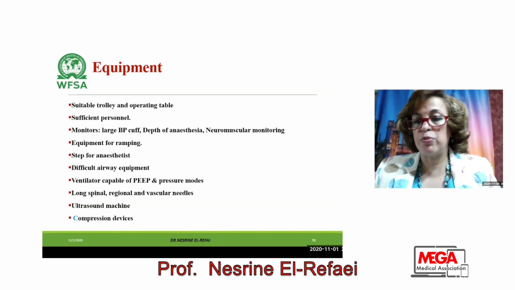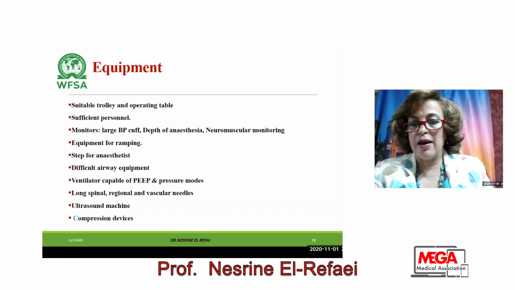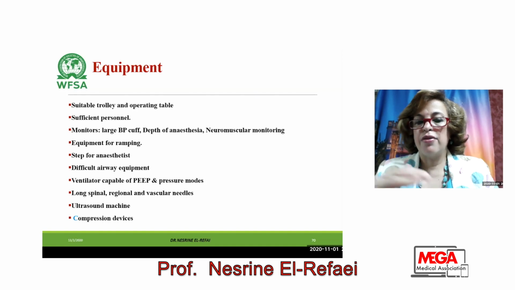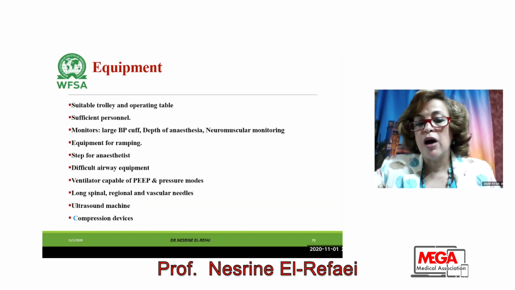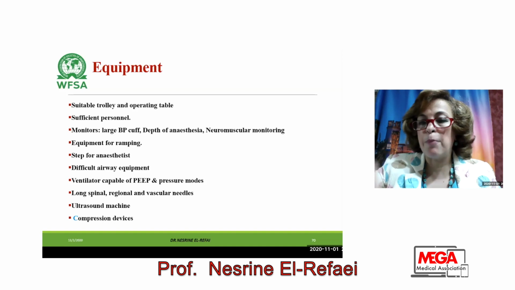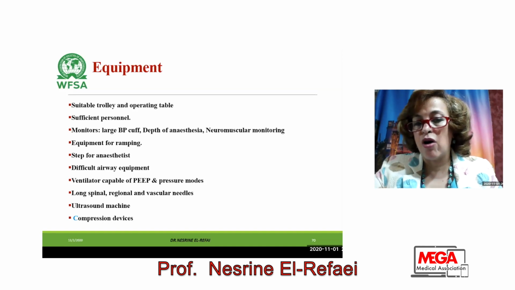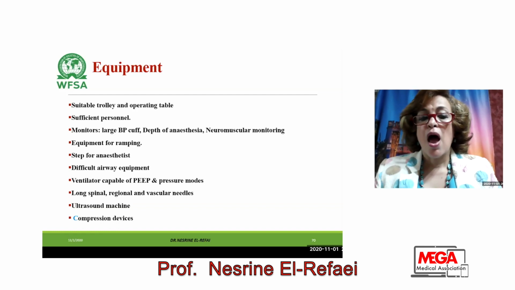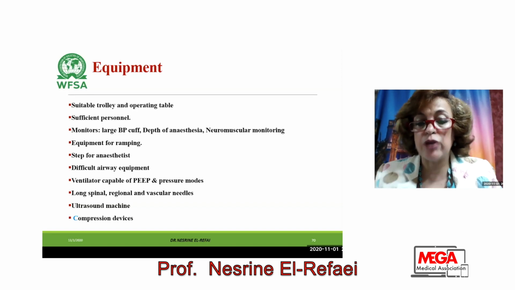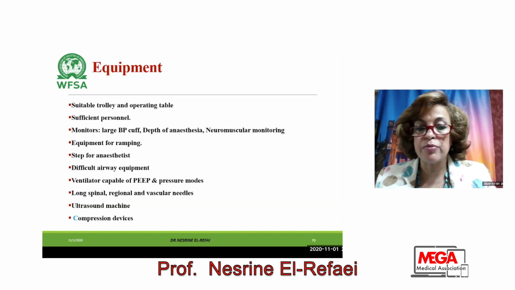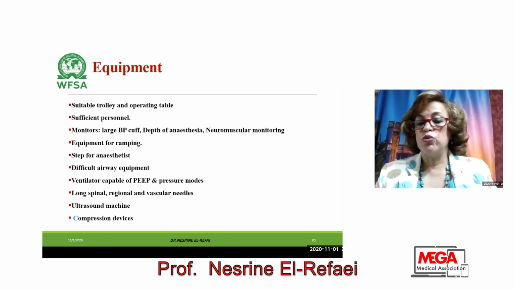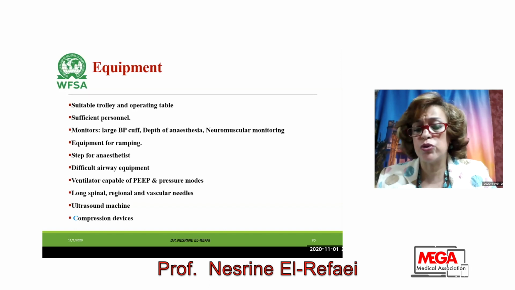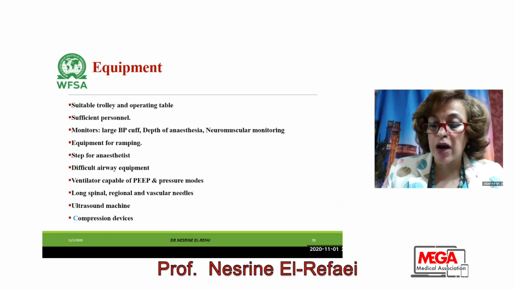Equipment for ramping, to put the patient in the ramped position. A step for the anesthetist, because as we saw in the caricature, the patient is huge, and the anesthetist may need to stand on a step, so the patient will be at the level of the sternum for easy intubation. Difficult airway equipment, and ventilators that can give PEEP and different pressure modes. If you are going to use regional anesthesia, you will need a long spinal and long epidural, and vascular needles. Ultrasound is very helpful because you can use it to place an intravenous cannula. You can use it to direct regional anesthesia, and compression devices for thrombosis.